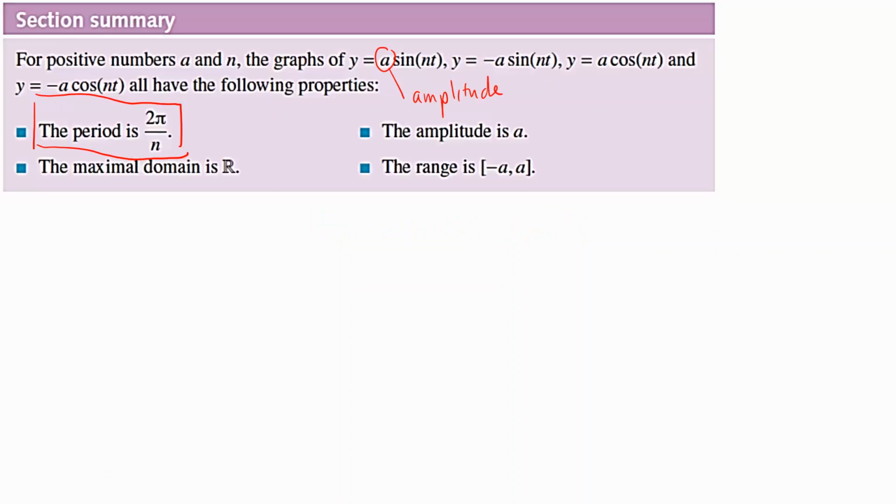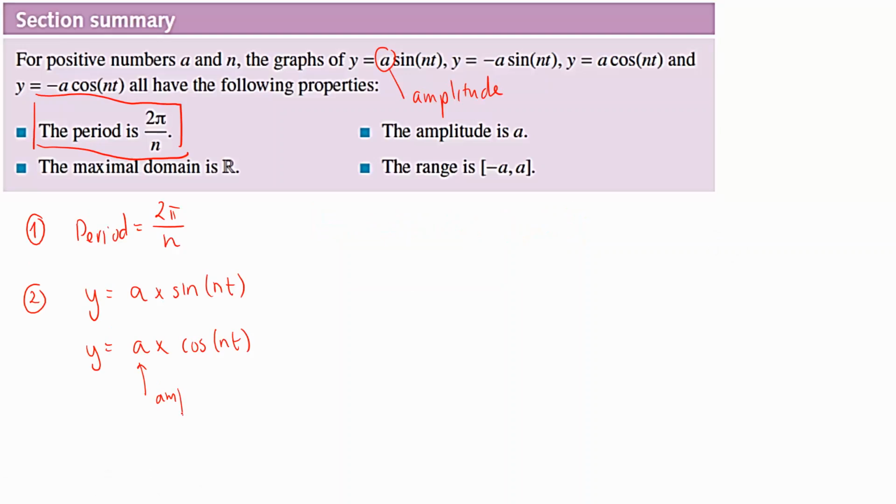So what do I want in your exercise books right now? What I want you to copy down is: 1. To find the period, it will be 2 pi divided by n. 2. A times sine of nt, and another one is y equals A times cos of nt, where A is the amplitude. And I will describe what an amplitude is and what n is.